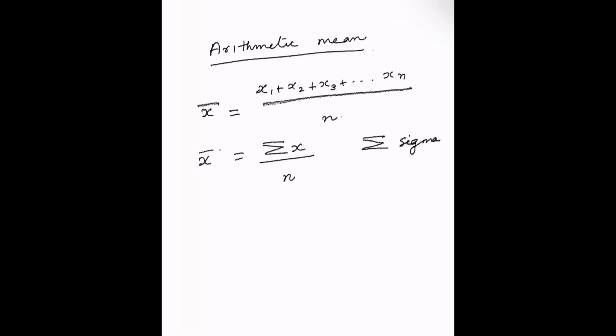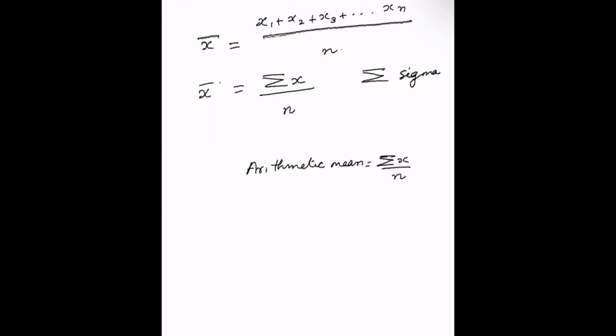Problem: the weights of 5 persons are 67, 65, 71, 57, and 45. Find the arithmetic mean of their weights. Very simple. You just need to do sum of observations divided by number of observations. They have given all the weights. Just need to add. That's all.